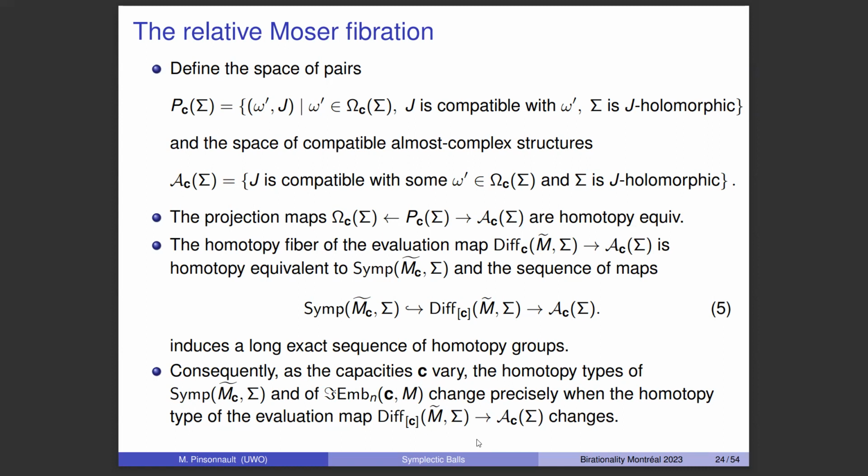And what is more important is that because this is the homotopy fiber, and this homotopy fiber is also the stabilizer of my original fibration, then you know that the homotopy type of this stabilizer only changes when the homotopy type of this map, this action of Diff on script A, changes. And this is what we will be investigating now.